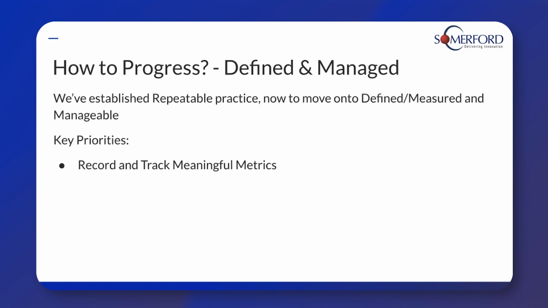Recording and tracking meaningful metrics. When we say meaningful, we honestly mean controllable and meaningful metrics. So things like mean time to respond, mean time to resolve, and things that are actually all relevant and controllable, right? The number of alerts that you get is not necessarily controllable because it could just be a very busy day. So if you've got more alerts one day than the other day, it's not really a metric that actually helps you.